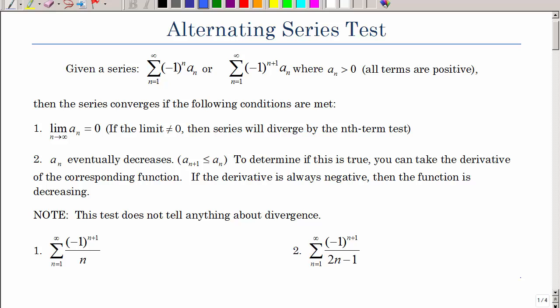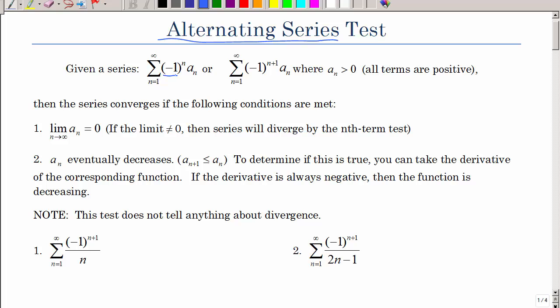The next test we will be investigating is called the alternating series test. Now listen to the name of it. It has to apply to an alternating series. How do you know what's alternating? That means it's alternating between negative and positive.